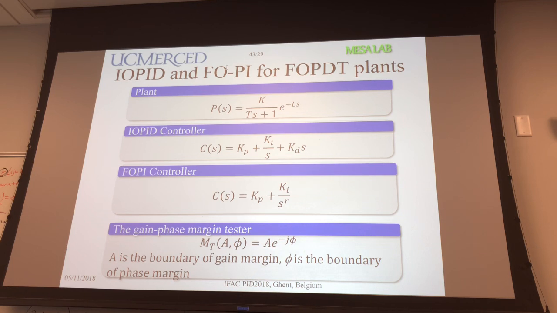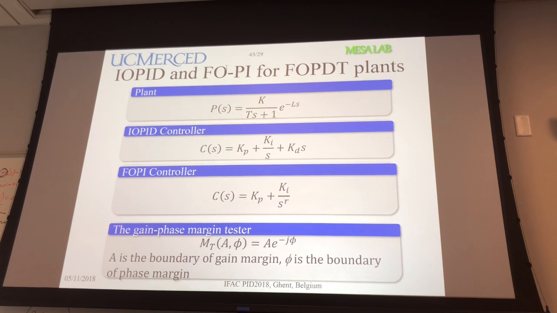So you can see our plant is like that. First order plus delay. We have an integer order system with 3 parameters. We have a fractional order one also with 3 parameters. Okay, 3 parameters.